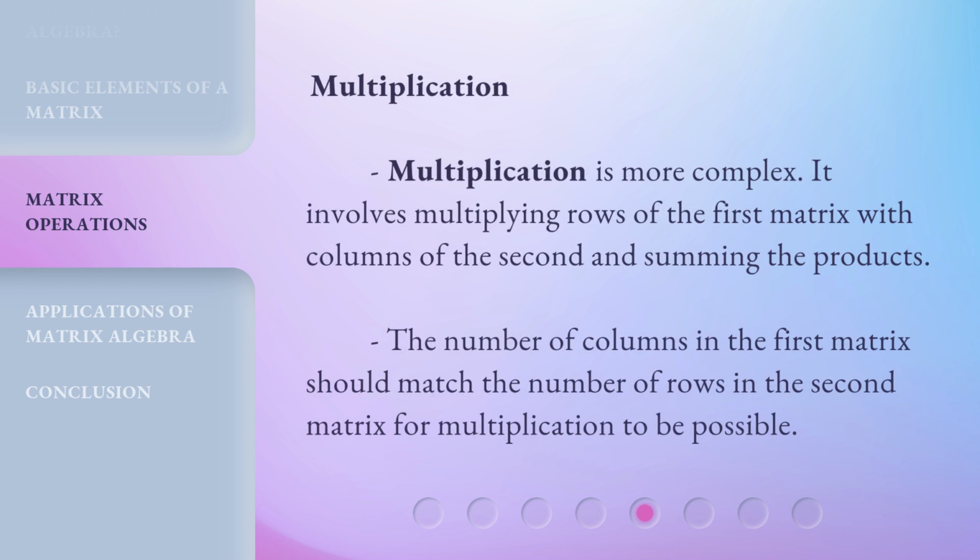Multiplication. Multiplication is more complex. It involves multiplying rows of the first matrix with columns of the second and summing the products. The number of columns in the first matrix should match the number of rows in the second matrix for multiplication to be possible.